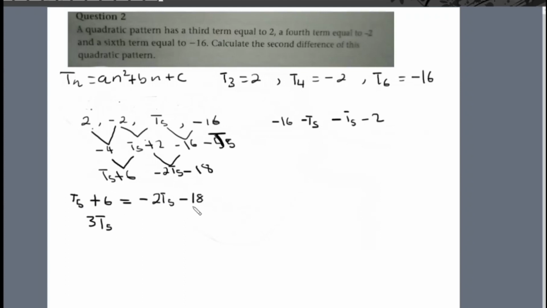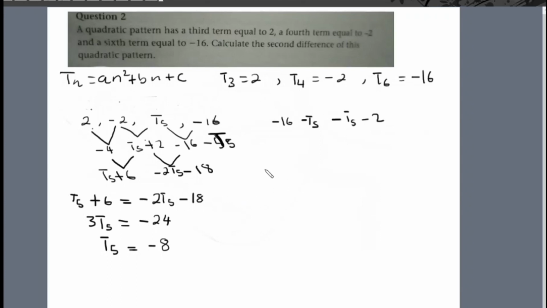Start to 6 lo simusa ngalo minus 18 siba no minus 18 minus 6. Siba no minus 24, right? And then we can now solve for T5. T5 is equals to minus 24 divided by 3, that's minus 8. Okay, so no minus 8.